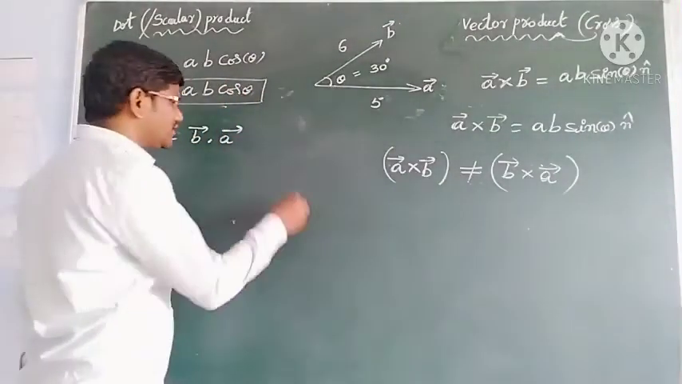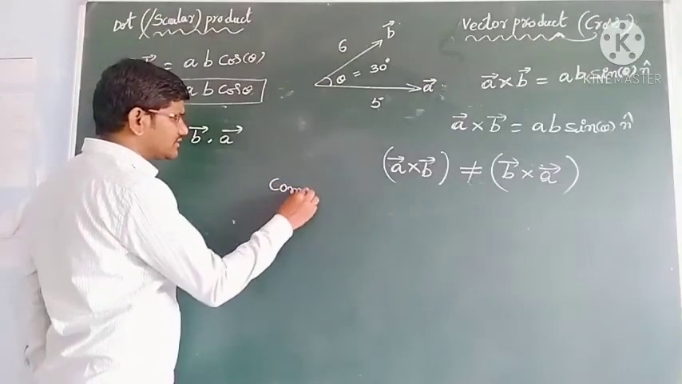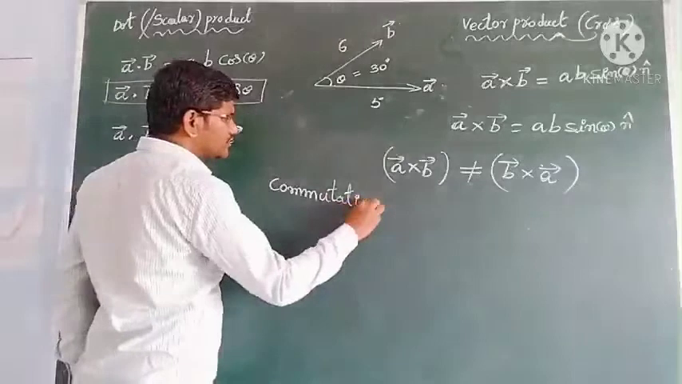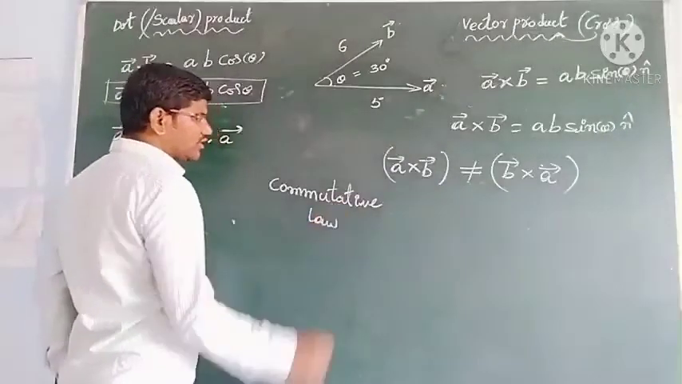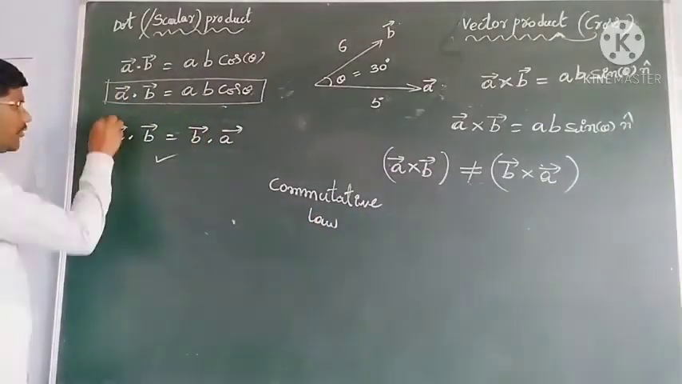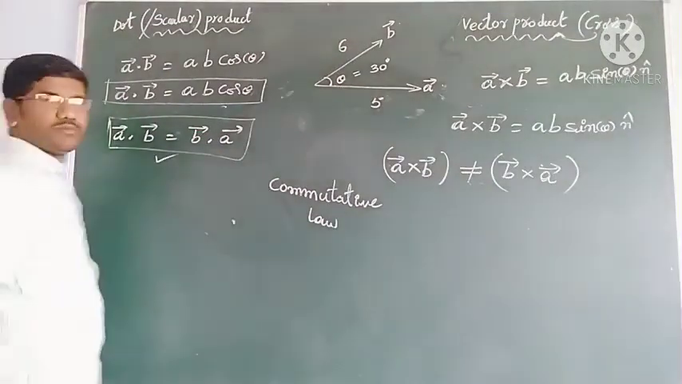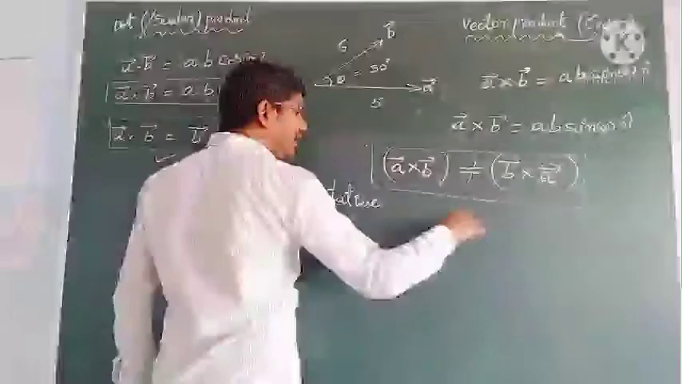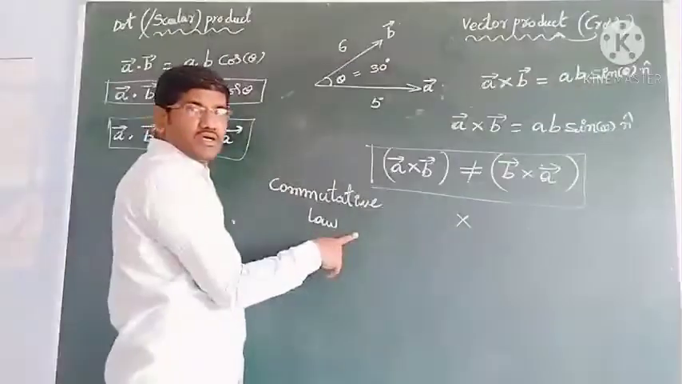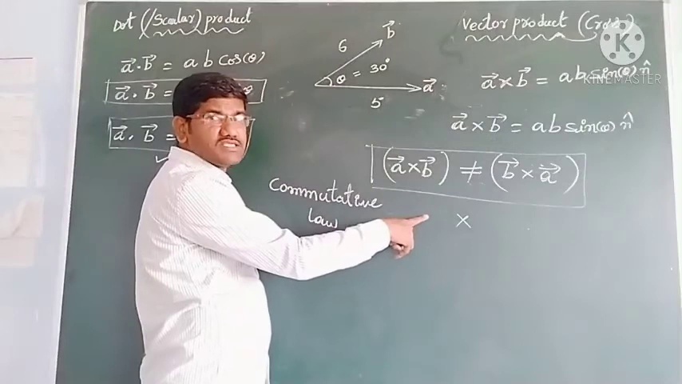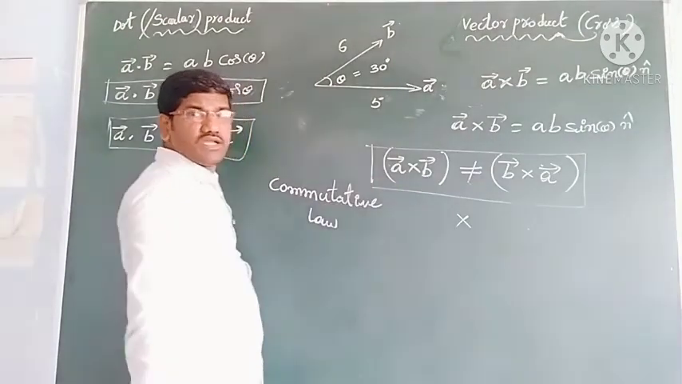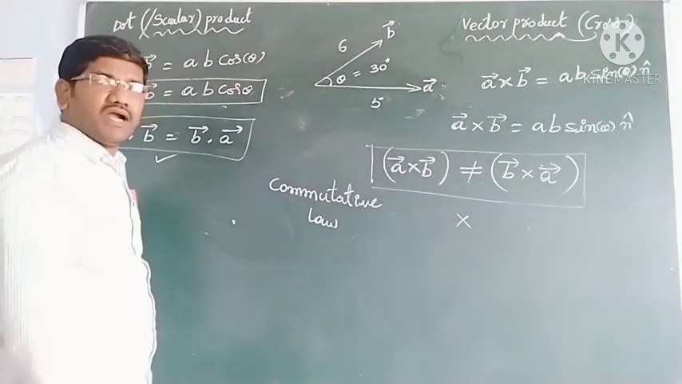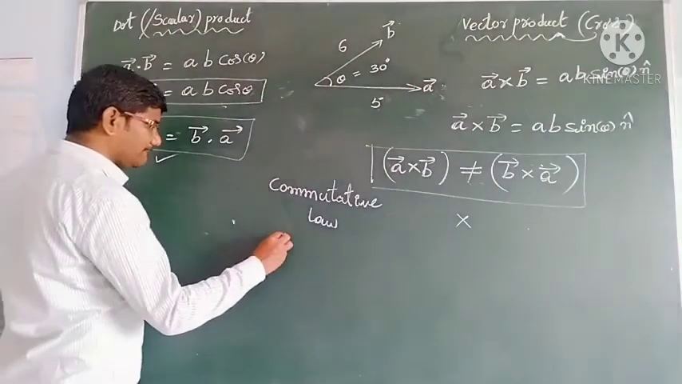Okay students, so what is the law I am taking? The commutative law: in the dot product it will be obeyed. A bar dot B bar is equal to B bar dot A bar, and for the cross product the commutative law is not obeyed. The cross product is not commutative in nature, but the dot product is commutative in nature. And the next one is the distributive law.